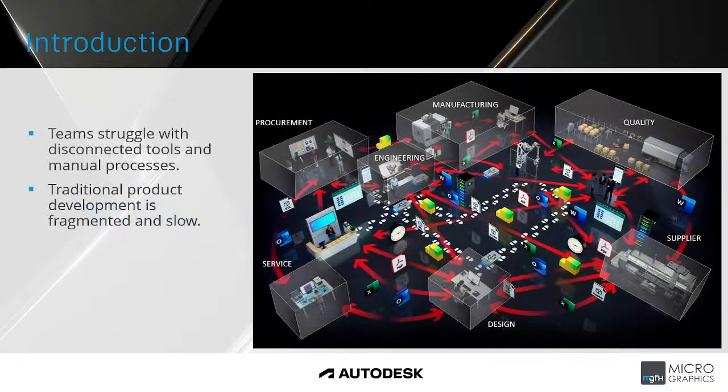Now, consider your product management process. Does it look something like the image on the right? With each department working within their own silos, using disconnected tools and manual processes that slow down innovation and increase the risk of errors. This is where a cohesive product lifecycle management or PLM solution steps in.